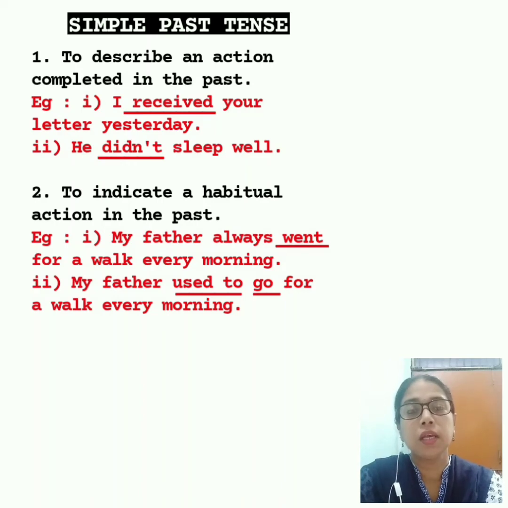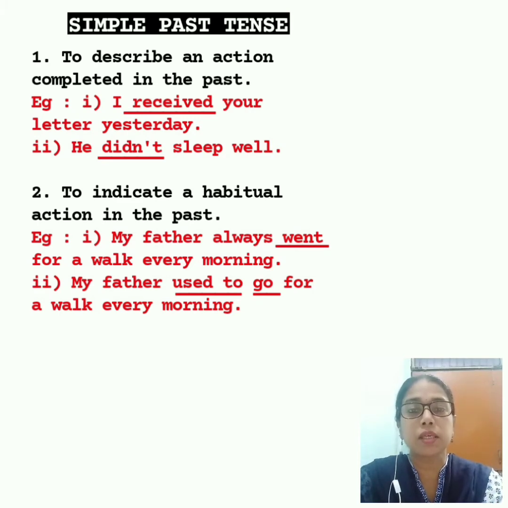Today, children, I will tell you the rules related to the past tense. The past tense also has four forms. First is simple past tense. Second is past continuous tense. Third is past perfect tense. And fourth is past perfect continuous tense. First, I will tell you the rules related to the simple past tense.